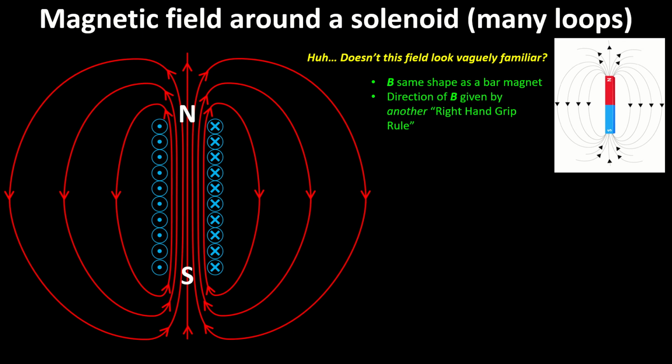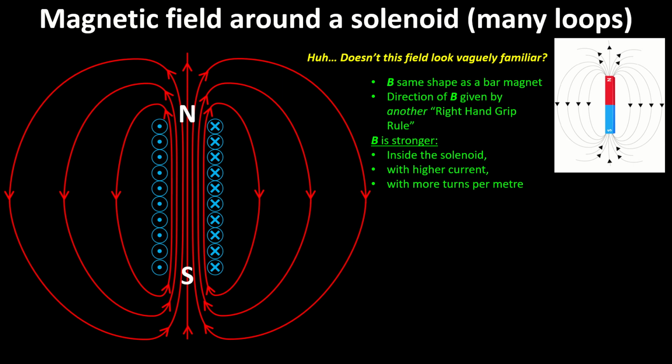The direction of the magnetic field is given by a different right-hand grip rule. I'll come back to that in a second. And the magnetic field is stronger inside the solenoid. That's where the magnetic field is strongest. It's stronger if you have higher current, and it's stronger when you have more turns per meter in your solenoid.